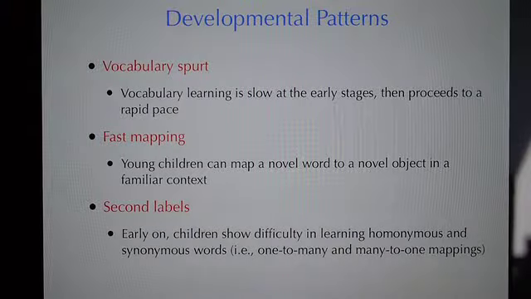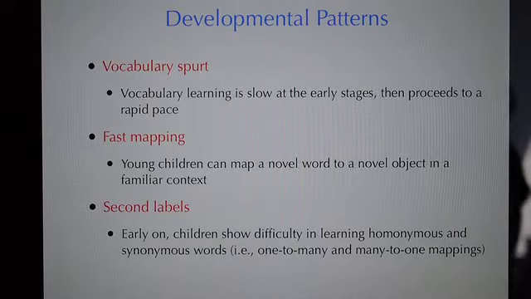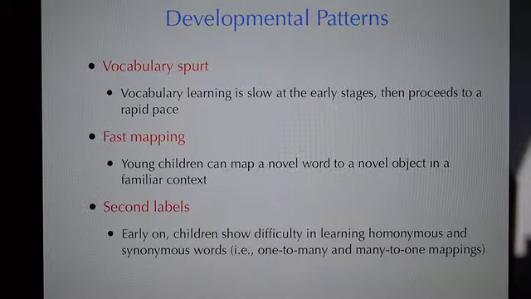Another pattern that has been observed is what we already talked about. It's called fast mapping, and it refers to the tendency of young children to map a novel word to a novel object in a familiar context. So if you tell the child to give you the DAX when there is an object that she or he has never seen before, it's very likely that they will point to that novel object.